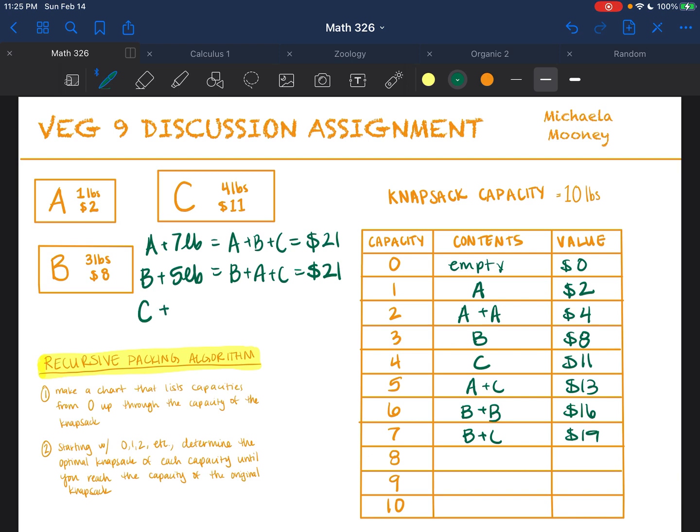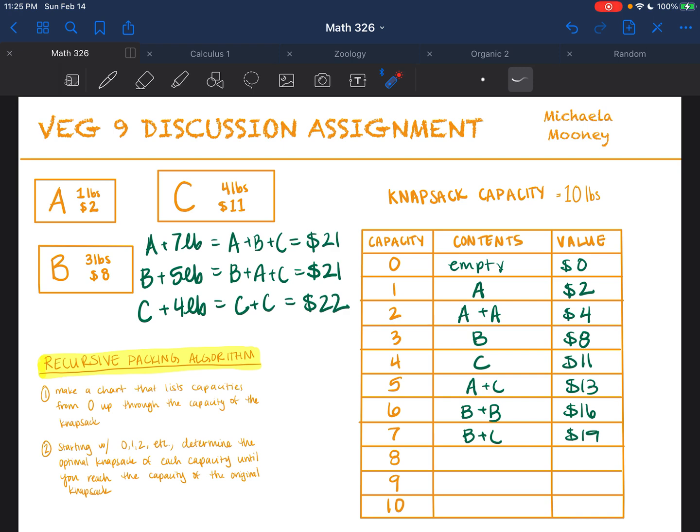And finally, we look at C, which is 4 out of our 8 pounds. So we have 4 pounds left over. And so we look at what is optimal for 4 pounds, and that is just C by itself, which is worth $11. So we do our original C plus C, and that is 11 plus 11, and that is $22.